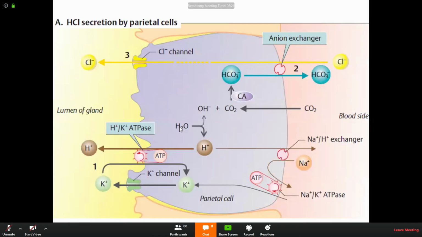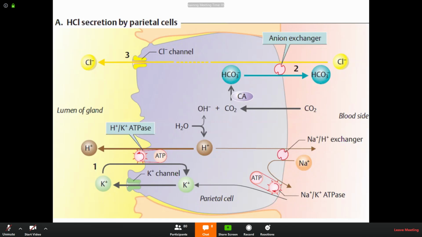So in the parietal cell, water is dissociated into hydrogen and hydroxide ion. Hydrogen ion is actively transported into the lumen of the parietal cell. Then for working of this hydrogen potassium ATPase, there must always be working of the sodium potassium ATPase on the basolateral side.